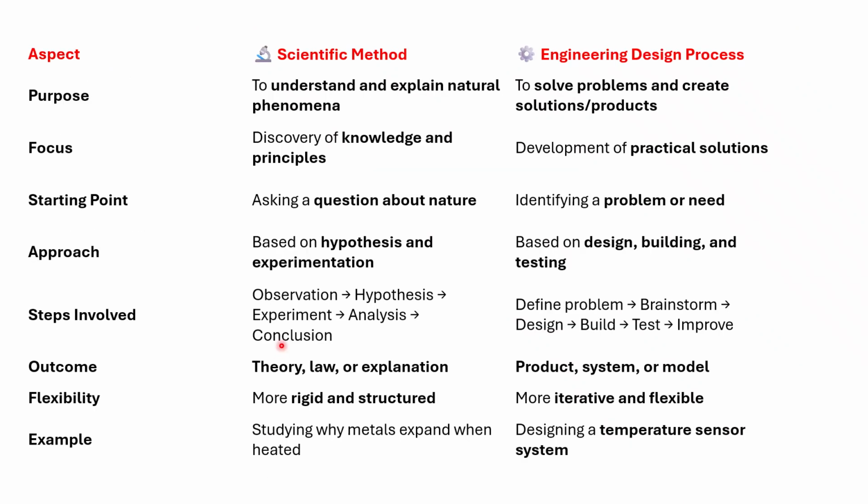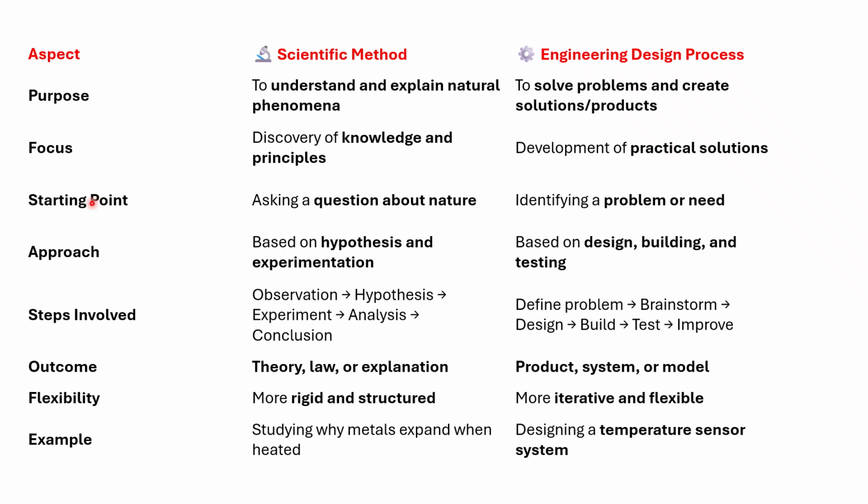Before applying the ADDIE model, first we'll understand how the scientific method and engineering design process work. The purpose of the scientific method is to understand and explain natural phenomena, whereas the engineering design process is to solve a problem and create a solution or a product. The scientific method focuses on discovering knowledge and principles, whereas the engineering design process focuses on development of practical solutions.